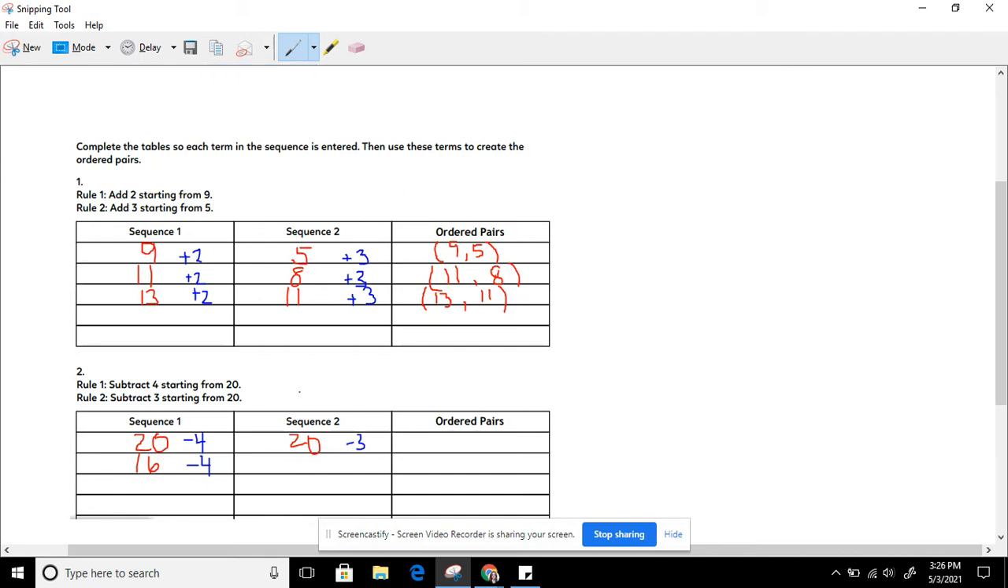And that gets you 17. And then you'll start with 17, you'll follow rule 2 again, which is subtract 3. And then once you go through all of your numbers, you write your ordered pairs, starting with the first one, parentheses 20, comma, 20, end parentheses. And I'll let you continue that chart for number 2.